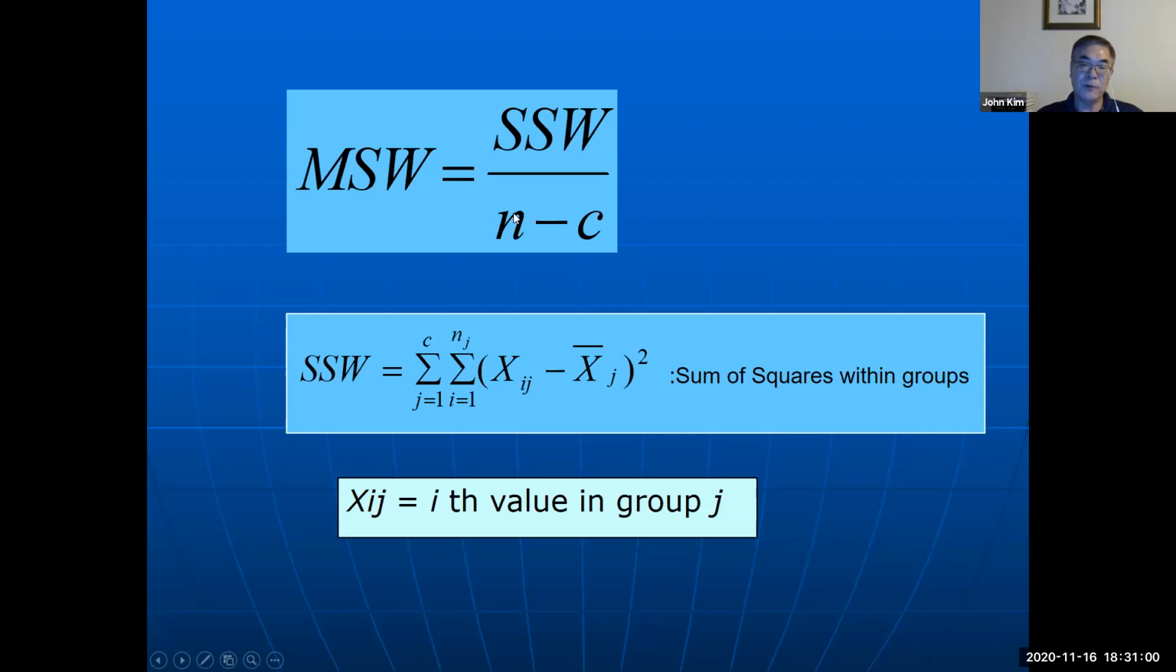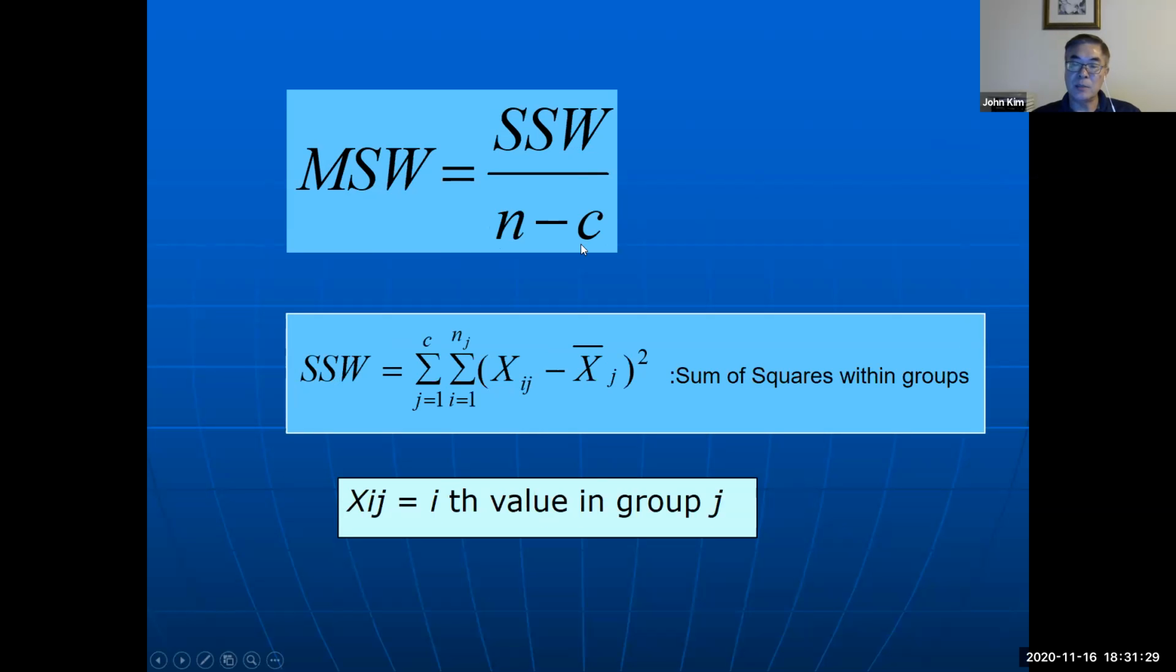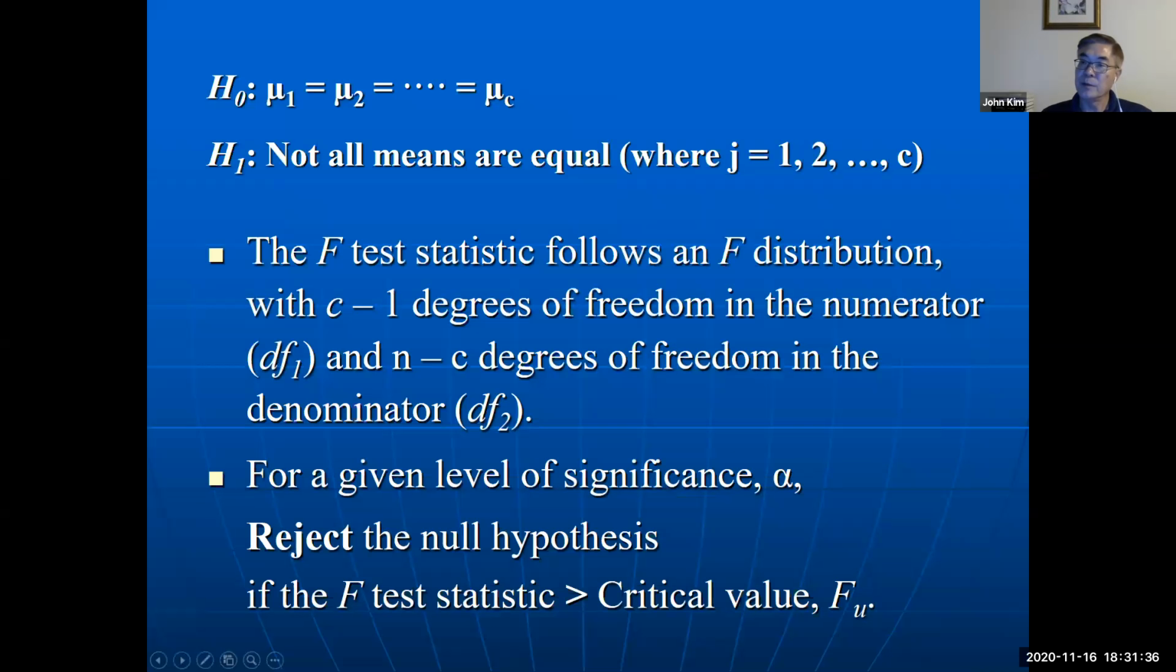So if there are 3 samples, and each sample has 5 members, then 5 times 3 is 15. So this is the total sample size, and then minus the number of samples. So C minus 1 is DF1, and N minus C is DF2, when we find the critical value from the F distribution.